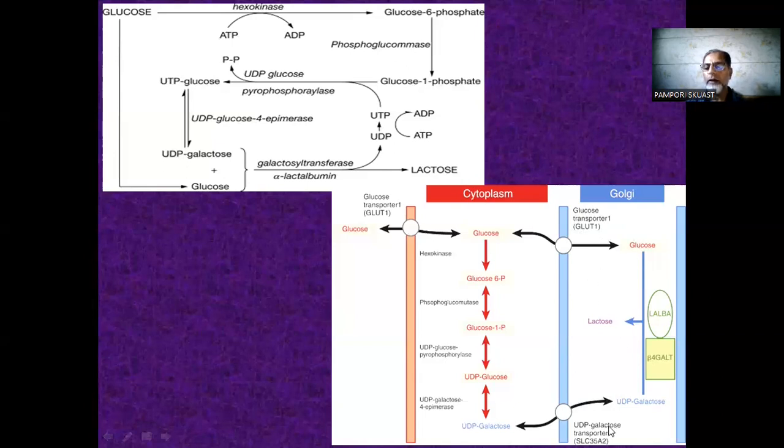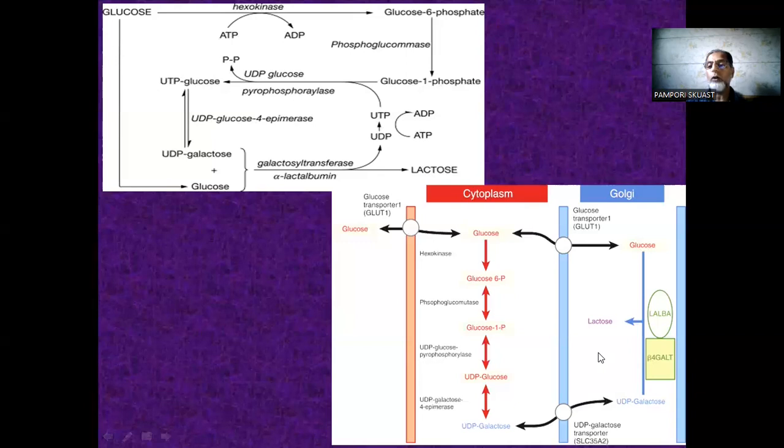Glucose will come, and UDP galactose will come, and both will combine together to form lactose. A molecule of glucose and one of galactose form lactose, a disaccharide, under the influence of lactose synthase, which has two components, the galactosyl transferase and alpha-lactalbumin. So this is how lactose is being produced in the mammary cells.